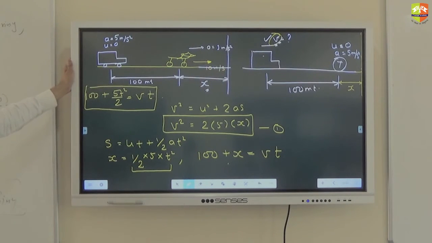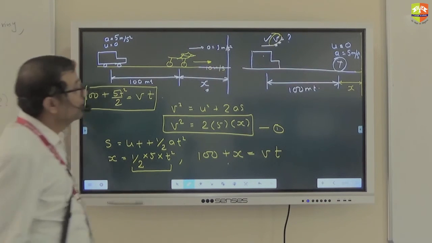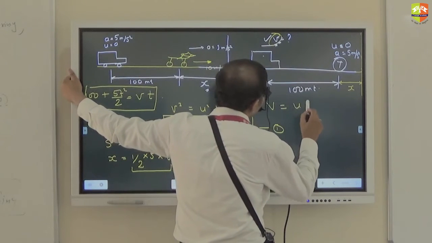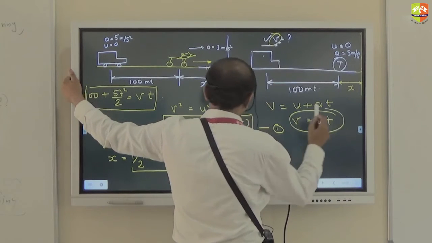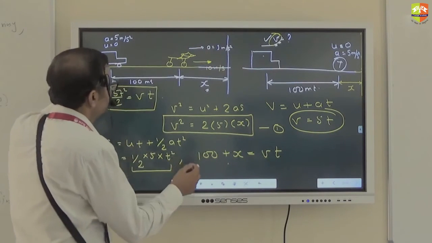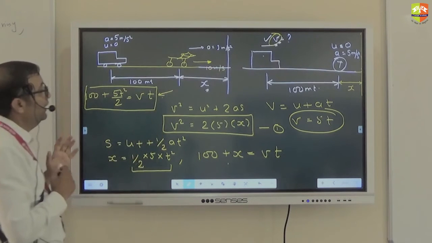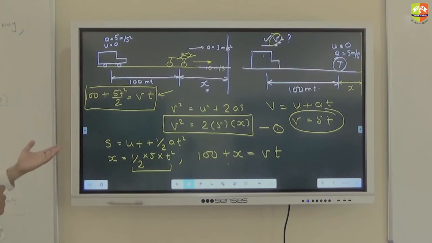Okay? You can use v is equal to u plus at. So v is equal to 5 into t. So this is also useful. You can substitute here, and now you just play around with this equation, you get the answer. The answer is 10 root 10, right? How many of you got 10 root 10? Many?